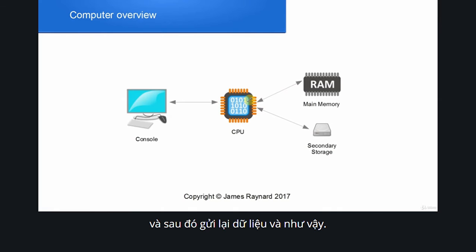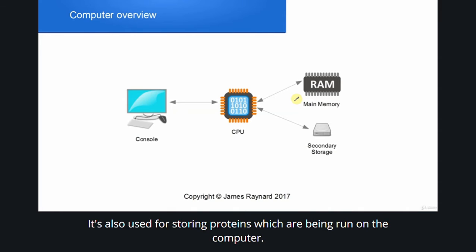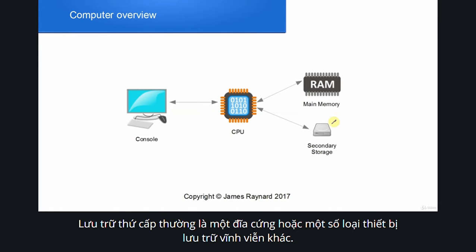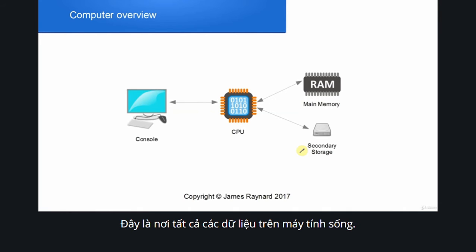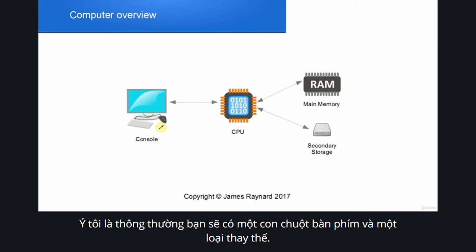So main memory, also known as RAM, is used for temporarily storing data. It's also used for storing programs which are being run on the computer. Secondary storage is typically a hard disk or some other kind of permanent storage device. This is where all the data on the computer lives when it's not in use. And we also have some facilities which allow the user to communicate with the computer. I mean, typically you'd get a keyboard, a mouse, and a display of some sort.